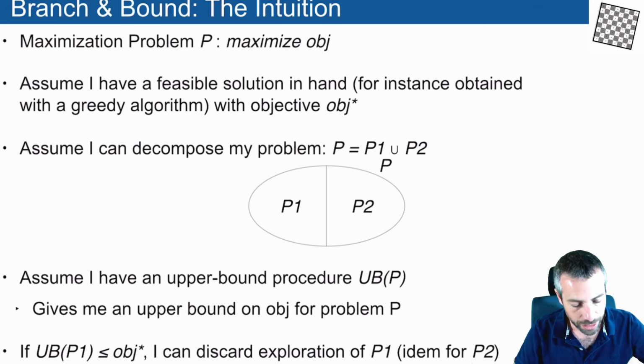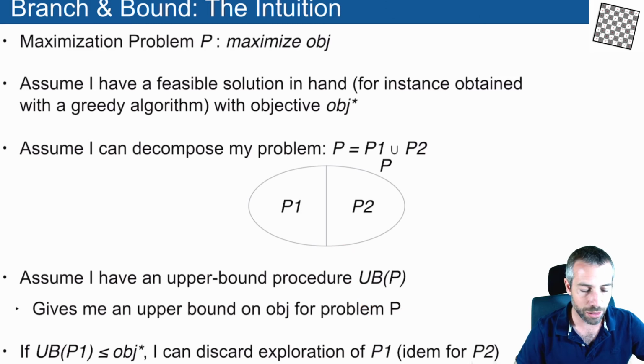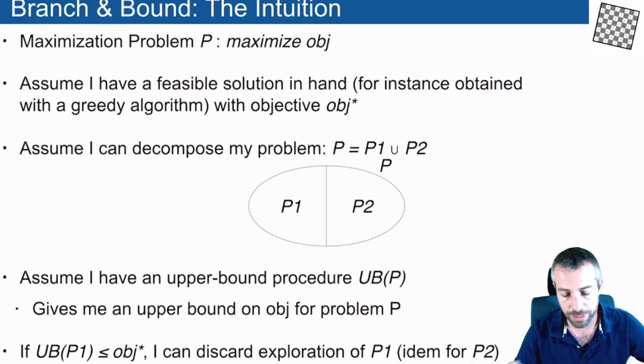And you can also assume that it's quite easy to decompose your problem into two subproblems, P1 and P2. You would split the problem in two here. And we also assume that we have an upper bounding procedure, which means a procedure that will be very optimistic. It gives me an upper bound on the possible objective function for a given problem P.